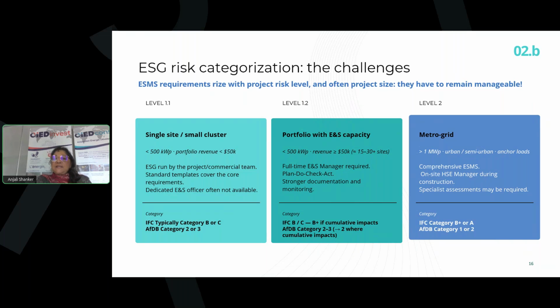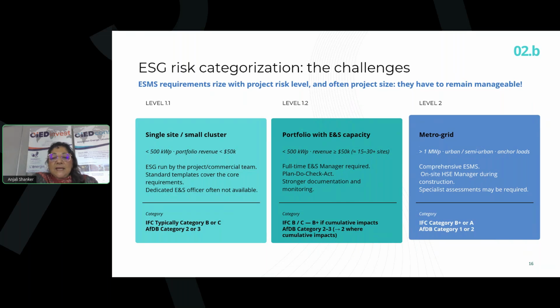For larger investments, meaning larger portfolios and a metro grid, well, a metro grid is a single site, so we don't have this issue of having to analyze each individual site separately. So in this case, of course, one would go ahead with a comprehensive ESMS, probably having an on-site health, safety, and environmental manager during construction at least. And it is possible, given the size of the investment and the land and other potential issues, maybe biodiversity, that specialist assessments may be required. So chances are that we would fall into a B plus or B category.